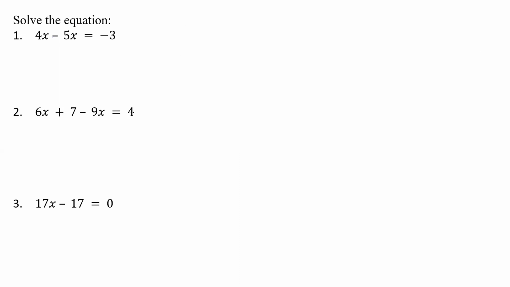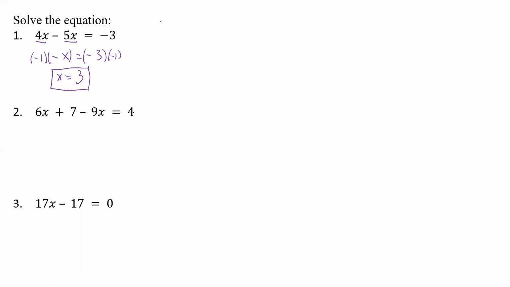In this case, we have x's on the left, numbers on the right. So what we need to do is combine like terms, because those are like terms. If we do 4 minus 5, that gives us negative x equals negative 3. Now we can multiply both sides by negative 1, and that gives us x equals 3. That then would be our solution.